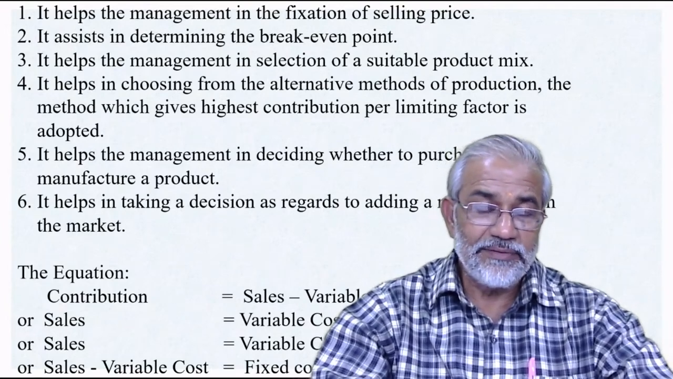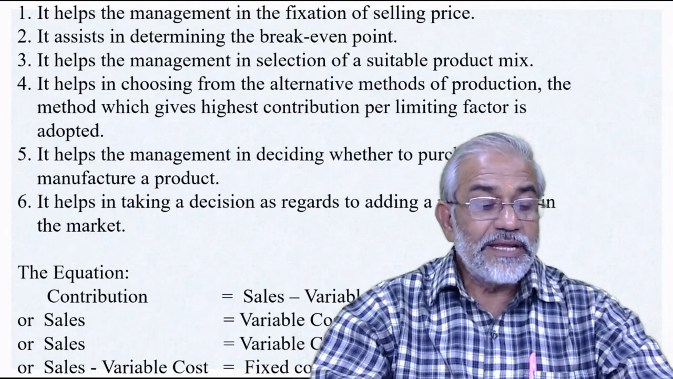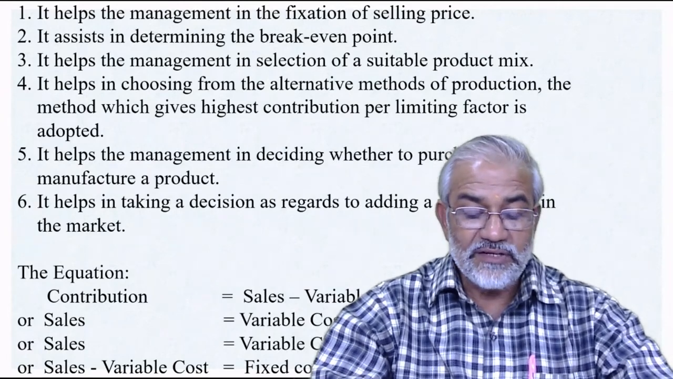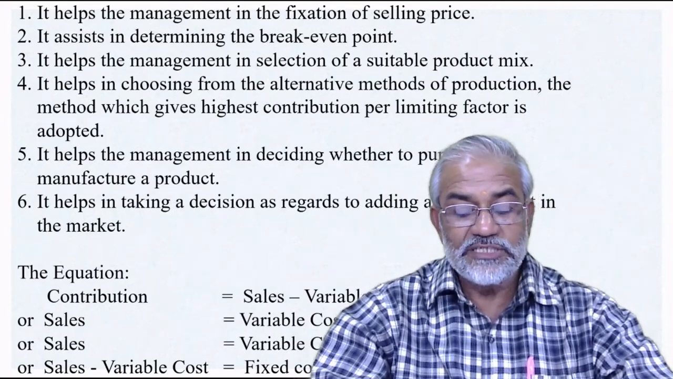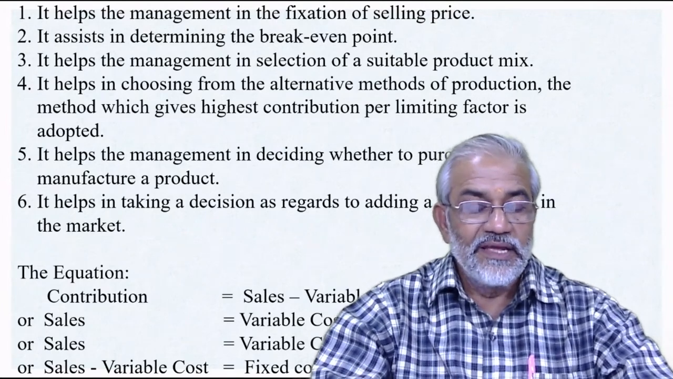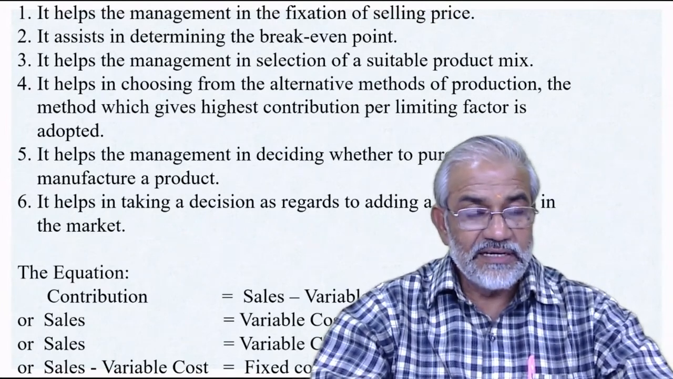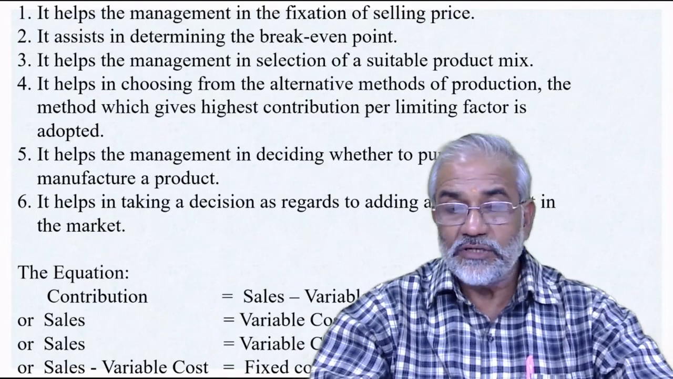Break-even, we can arrive at the break-even point. In order to arrive at the break-even point, there is a formula. The fixed cost has to be divided by the contribution. Contribution, as discussed earlier, is the sales minus variable cost.